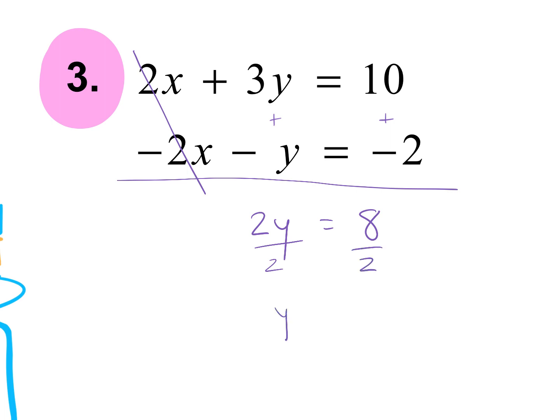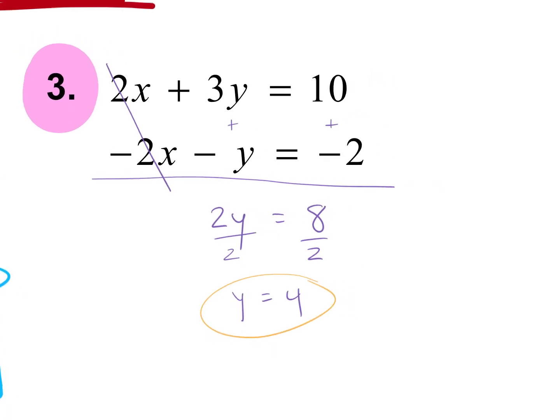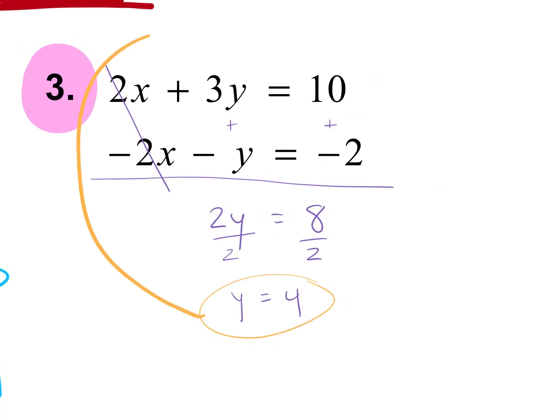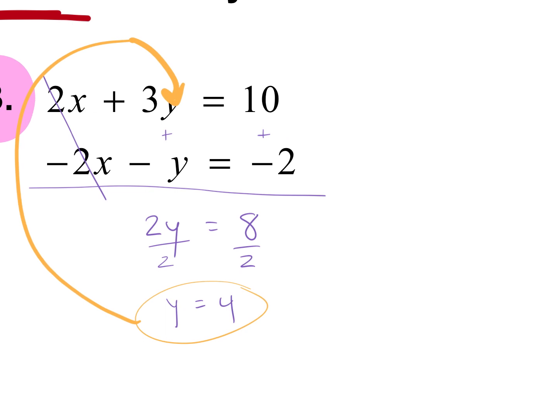Divide by 2. So what does y equal? 4. Perfect. How do I find x? Plug it into what? Sure. We can plug it into the top equation. In what? Plug it into the y. Because it's y equals. So we're substituting that into the y. So I have 2x, 3 times 4 is equal to 10. What would I do next?